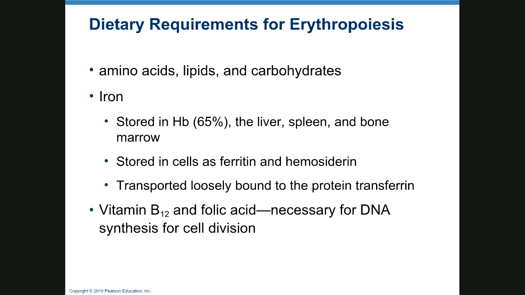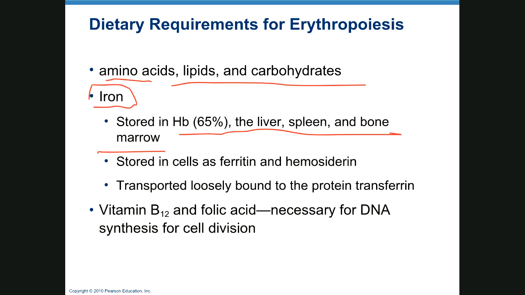You have to make red blood cells, you have to have amino acids, lipids, carbohydrates, iron. However, we recycle a lot of our iron. It's stored in hemoglobin, liver, spleen, bone marrow, in the cells as ferritin, hemosiderin. It's transported by a plasma protein called transferrin.